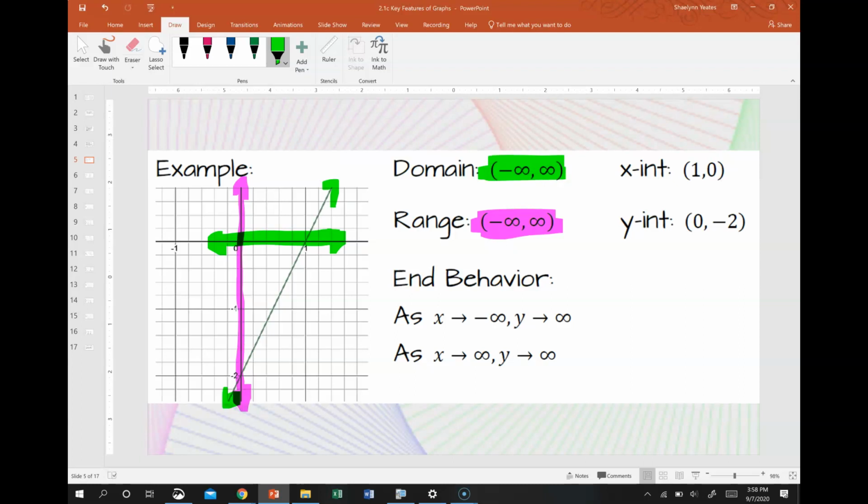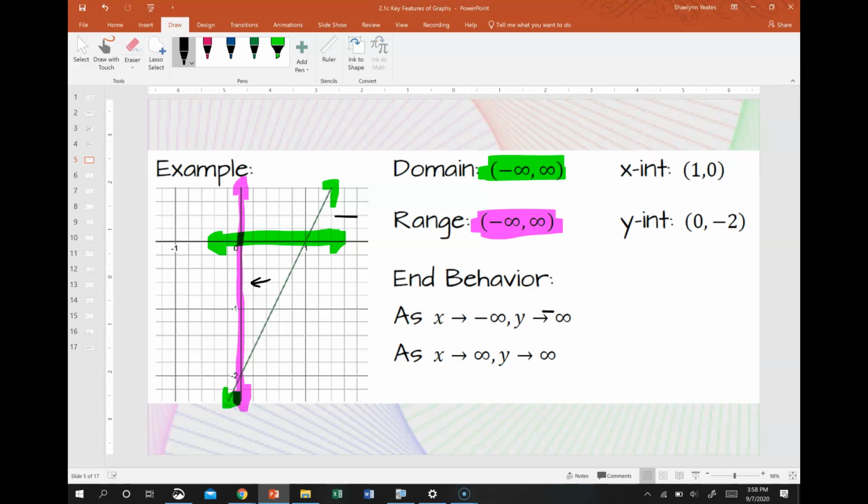So the end behavior says, x goes to negative infinity. In other words, as we go farther left. So as we go further and further left, is it going up or down? It's going down, so it should be y goes to negative infinity.